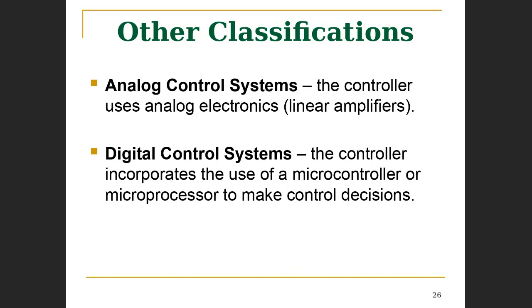Other categories include analog and digital control systems. And today, digital control systems are predominantly used, okay? The difference is that in analog control systems, we would have incorporated the use of analog electronics, like op-amps and so on. Whereas in digital control systems, the use of microcontrollers or microprocessors is what we would use to achieve our control objective.